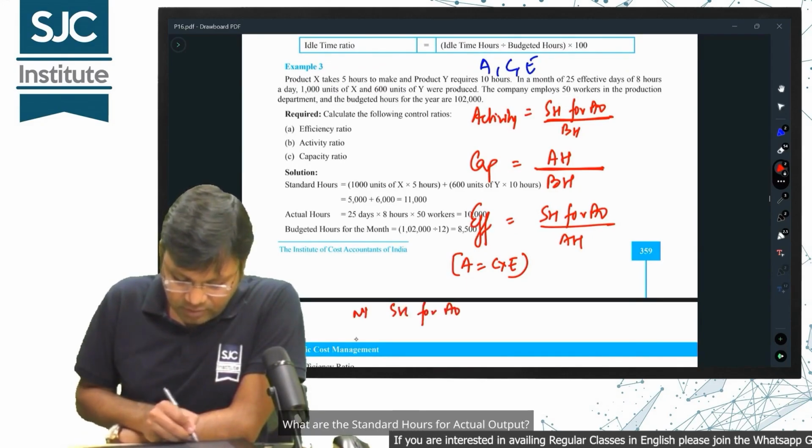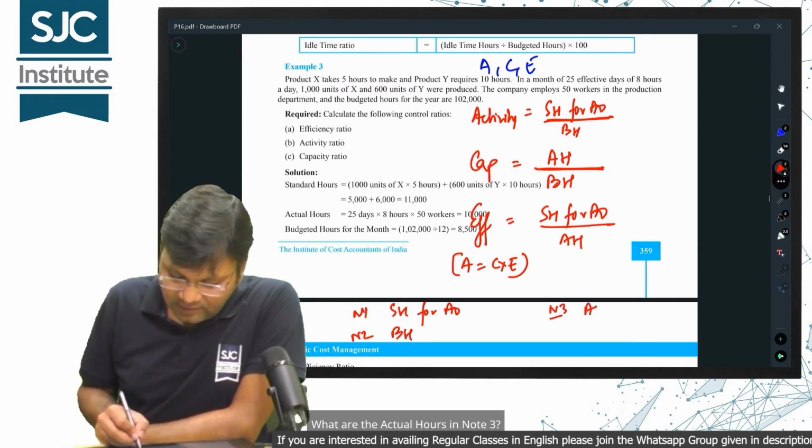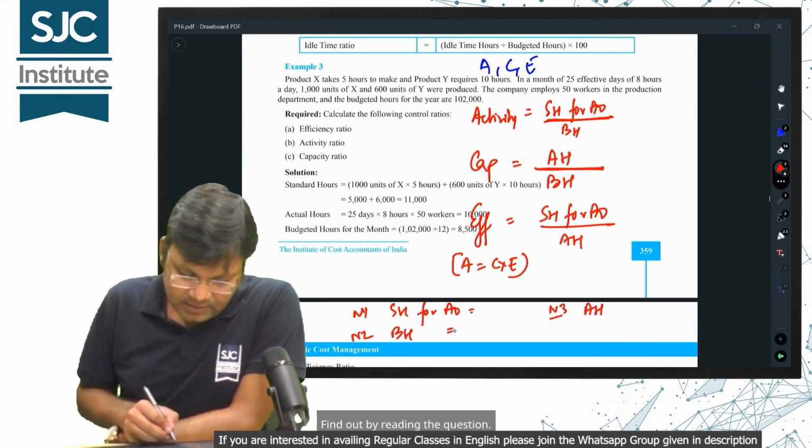What are the standard hours for actual output? What are the budgeted hours in note 2? What are the actual hours in note 3? Find out by reading the question.